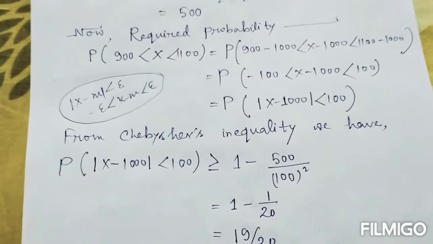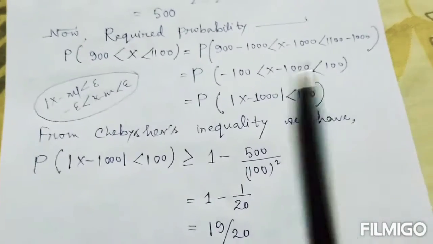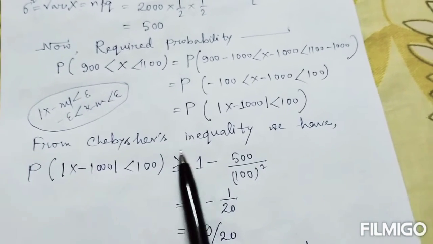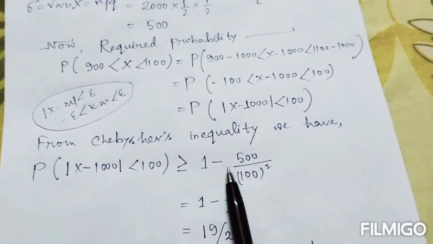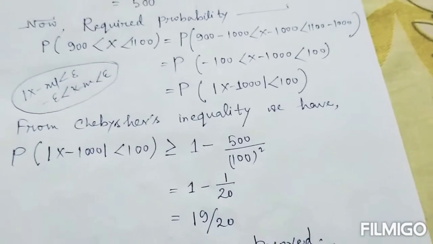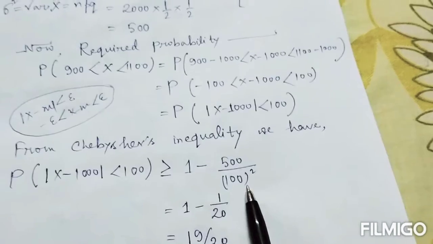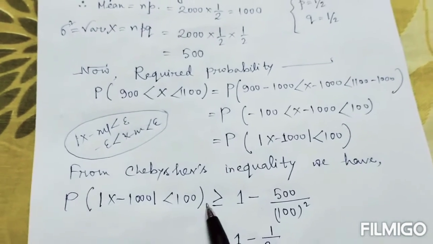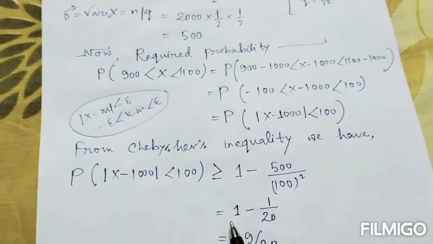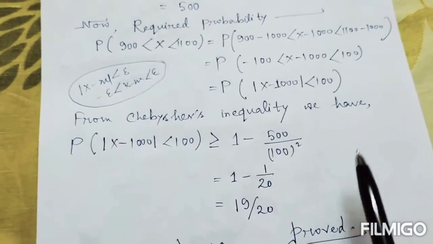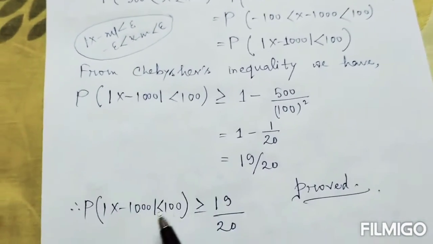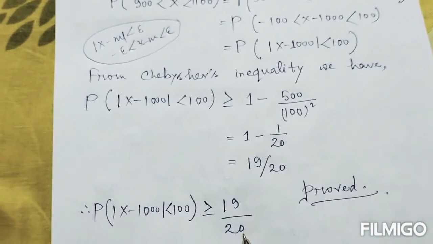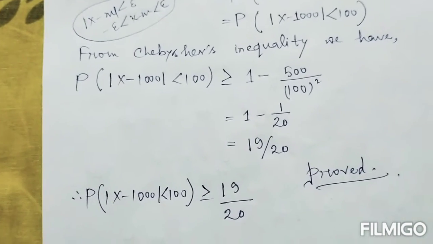Now, from Chebyshev inequality, we have P of mod x minus 1000 less than 100 is greater equals to 1 minus sigma square by epsilon square. Here sigma square equals 500 and epsilon is 100, that is 100 square, so it equals 1 minus 1 by 20, that is 19 by 20. So probability of mod x minus 1000 less than 100 is greater equals to 19 by 20. So the at least value is 19 by 20.